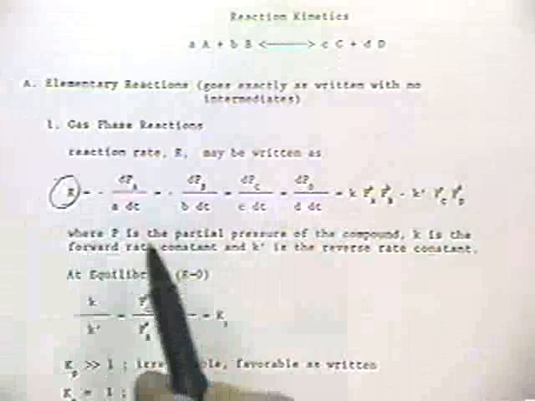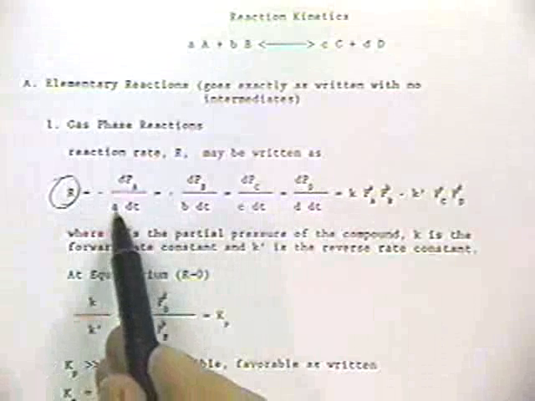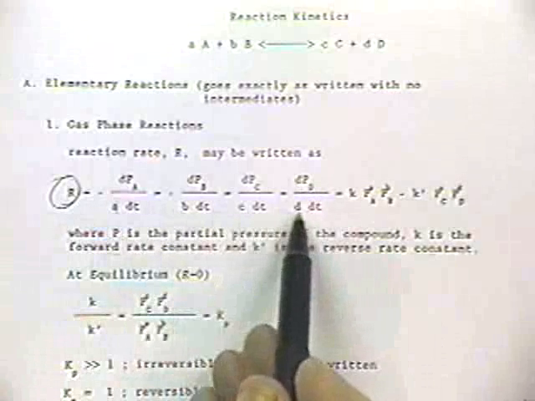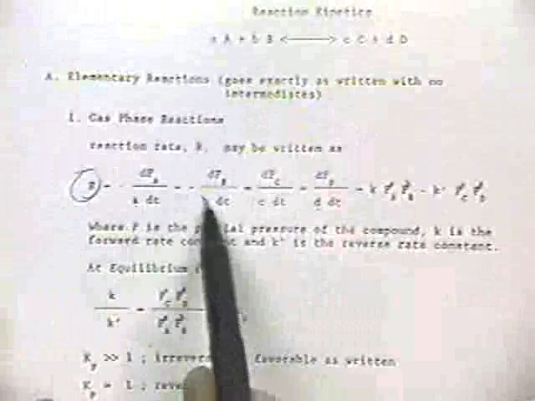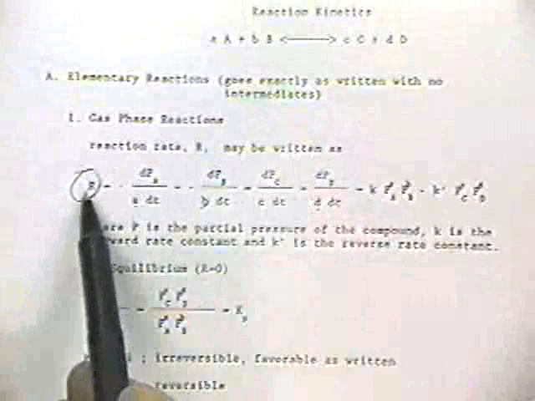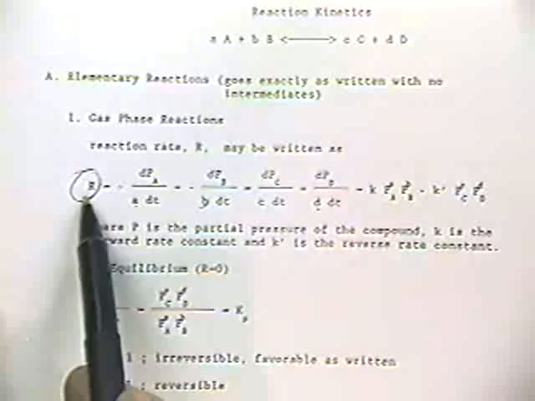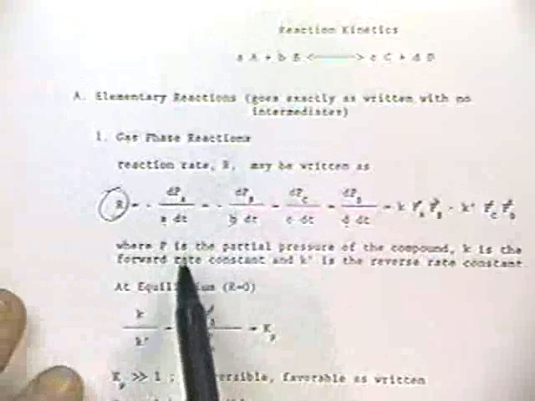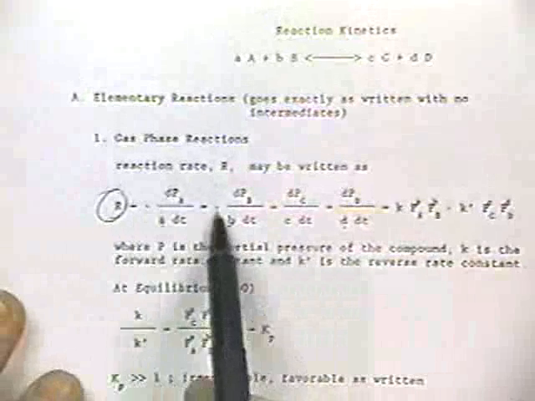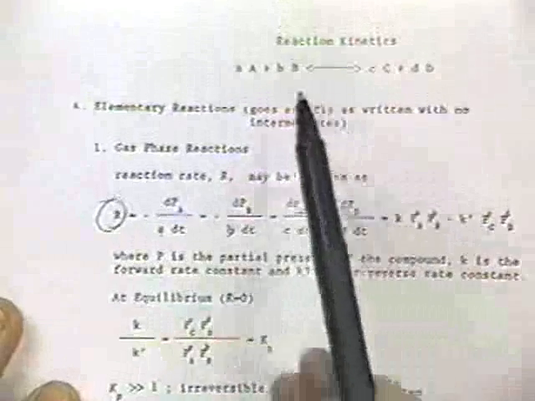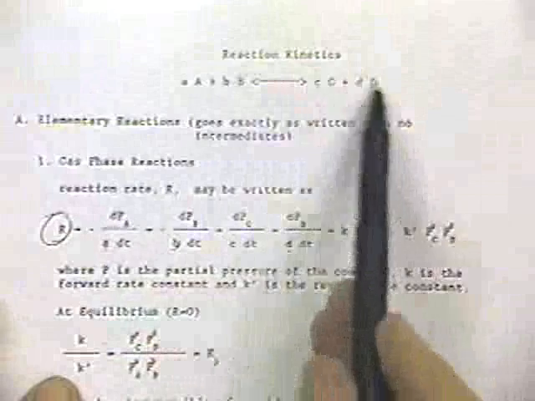And there's a single rate, so we normalize all of these by dividing by the respective coefficients. So regardless of what species you're going to follow, provided you normalize them with the stoichiometric coefficients, you will always get a single number for the rate. The other thing to be aware of is that we use a negative sign in the case of reactants, and we use a positive sign in the case of products.